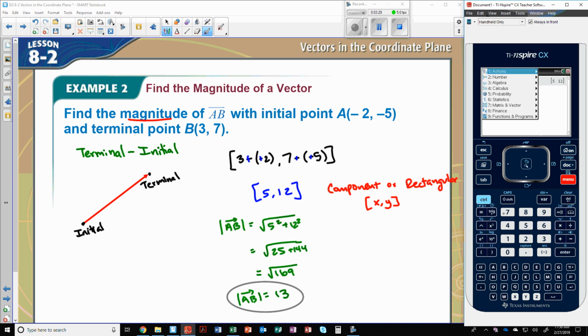And then you go menu, 7 for matrix and vectors, C, which again is a vector, and then hit 4 for polar. Menu 7C4. When you do that, you get the H of 13, and the angle would be 67.4 degrees. Now I have one for you to try.